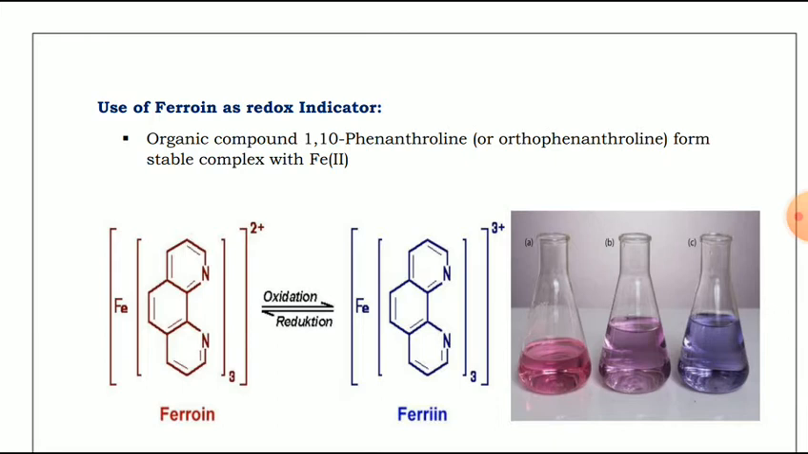See, in the conical flask, the first flask will be red in color. Suppose we have added this ferroin indicator into the ferrous 2 plus versus cerium 4 plus titration. At that time it will immediately acquire red color. But when it passes the equivalence point or stoichiometric point, a slightly purple color is obtained.